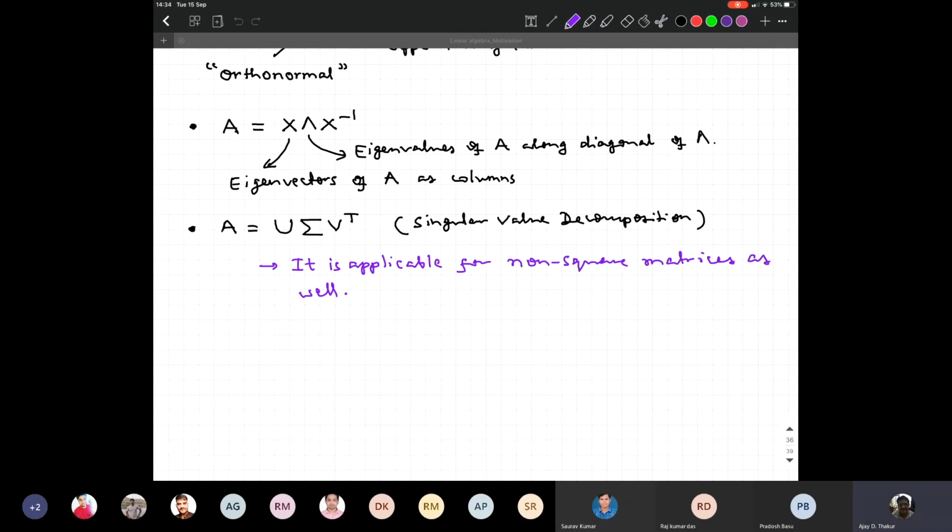Okay, so first of all, this A can be a non-square matrix. It can be a rectangular matrix. U and V are orthonormal, or comprise orthonormal singular vectors.